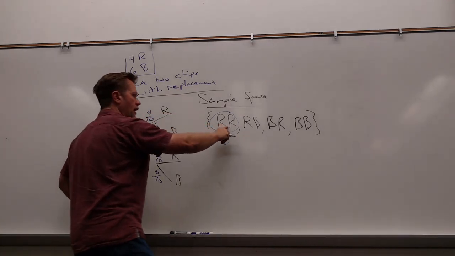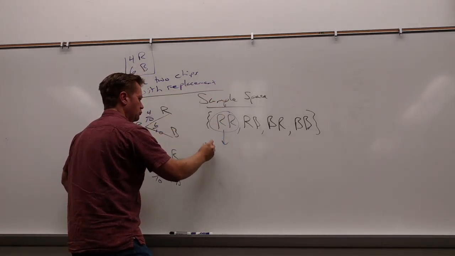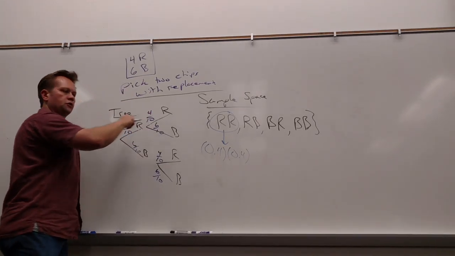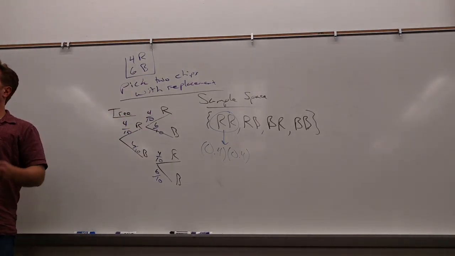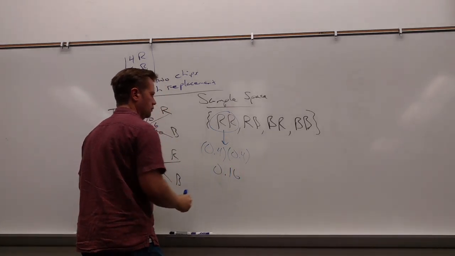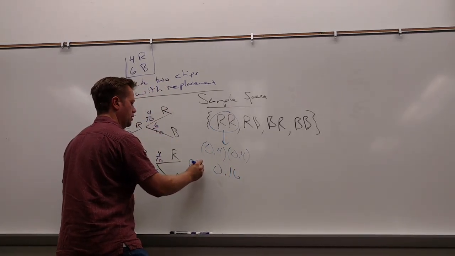So the probability I get a red and then another red will be 0.4 times 0.4. 4 tenths times 4 tenths. So what's that? 0.16. Yeah, 0.16. So that's the probability I get a red and then another red.